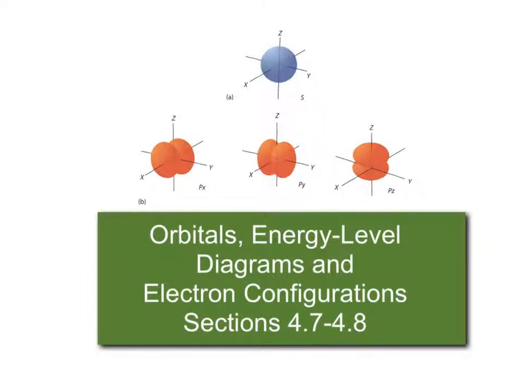Today we're going to talk about orbitals, energy level diagrams, and electron configurations. All of this should be a review of what we've done in class with the boarding house model, but I just wanted to go over it one more time just to make sure all the rules were very clear. While you're watching this, you should be filling in sections 4.7 and 4.8 in your notes.